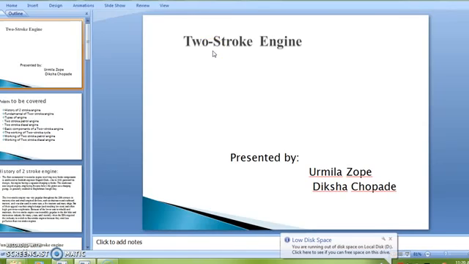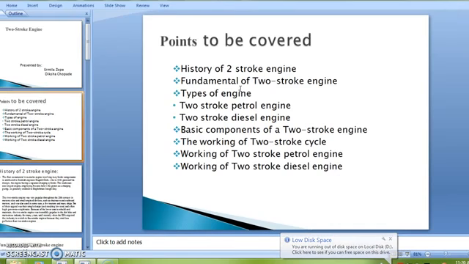Myself Diksha Chopde. I am presenting the presentation on two-stroke engine. Here we will discuss the working of the two-stroke engine.